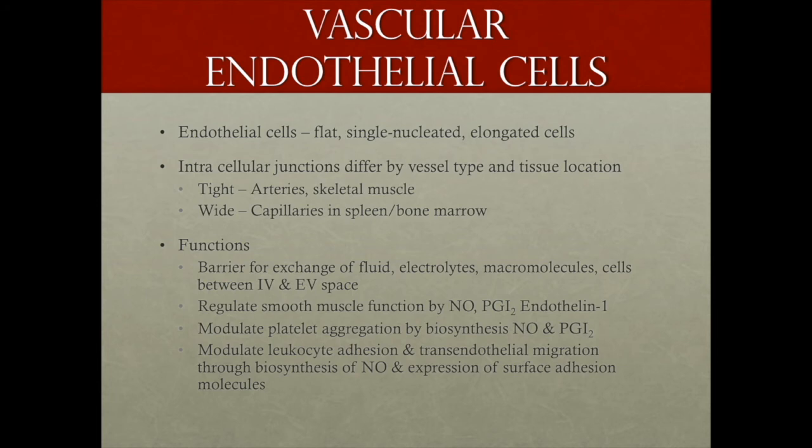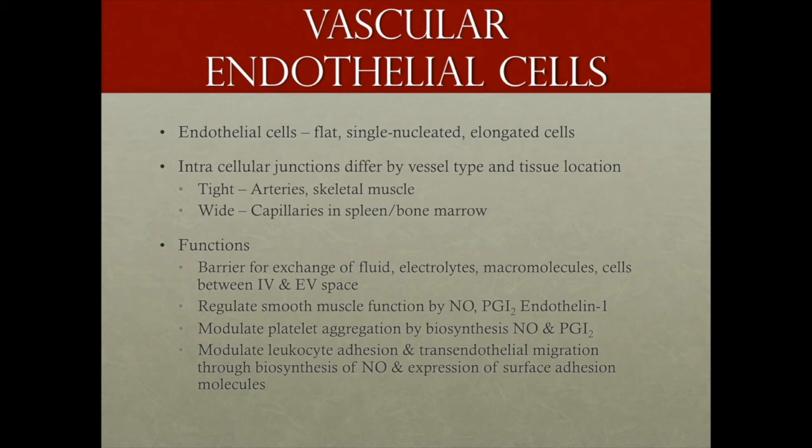The endothelial cells are flat, single-nucleated, elongated cells. Intracellular junctions differ by vessel type and tissue location. They are tight in the arteries and in skeletal muscle, and they are very wide in the capillaries of the spleen and bone marrow. And the endothelial cells have several functions.